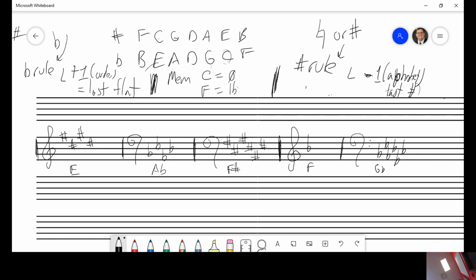There is how you can find your major key signatures. In the next video, I'll talk about how to find your minor key signatures.